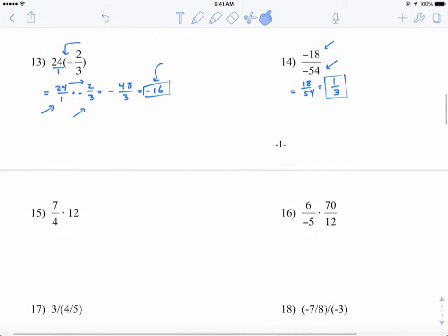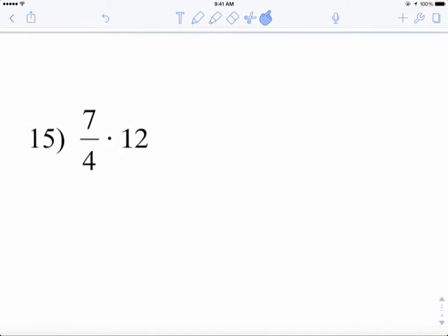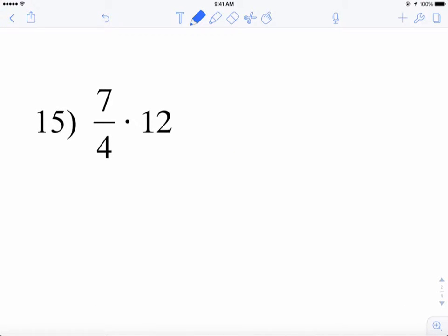All right. Once again, a little bit of an awkward situation where we have a fraction interacting with an integer. Let's write this 12 as 12 over 1, shall we? In which case we get 7 times 12 is 84, and 4 times 1, also known as 4. And this reduces to 21.